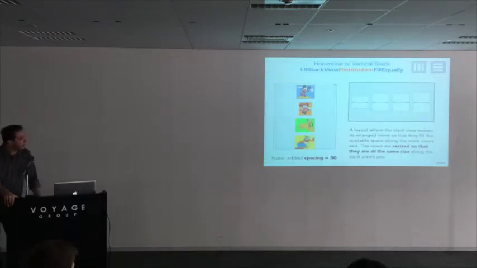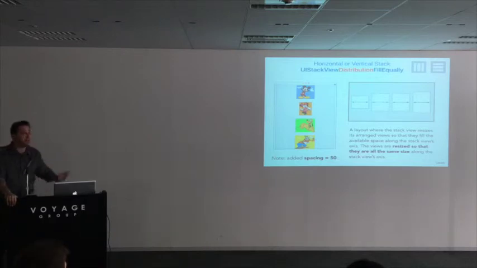Then we have, okay, to talk a little bit more detail about the distribution fill equally arrangement. I've added here a little bit of spacing to make it more obvious what's going on. The layout resizes the arranged views so that they fill the available space along the stack view's axis, and they resize so that they're the same size. So that's quite a nice arrangement, but there is a lot of squashing going on with each of these images in this case. So it's not one I would use, obviously, for this actual view.